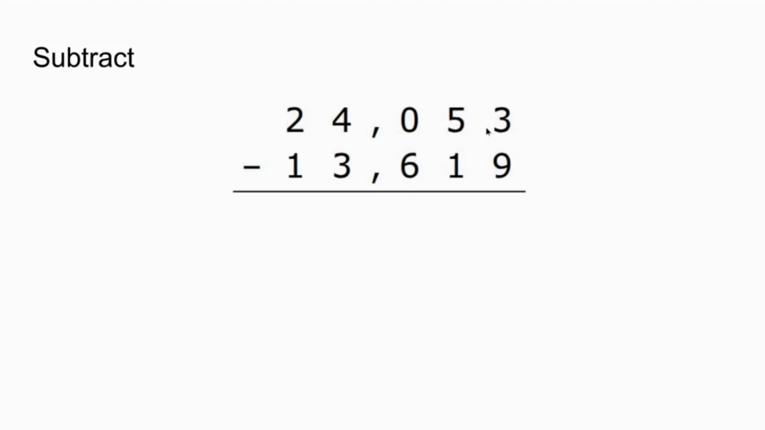Subtract 24,053 minus 13,619. So everything is lined up exactly the way we want it to, and we start from the very right.